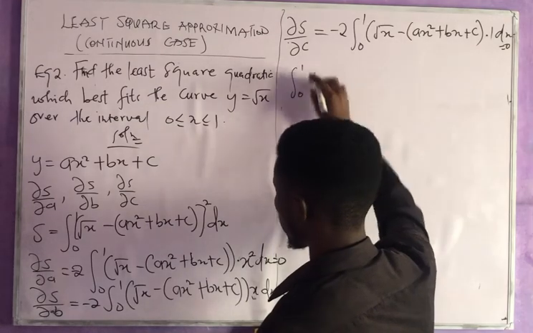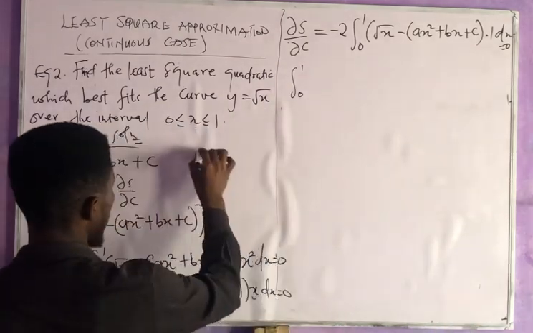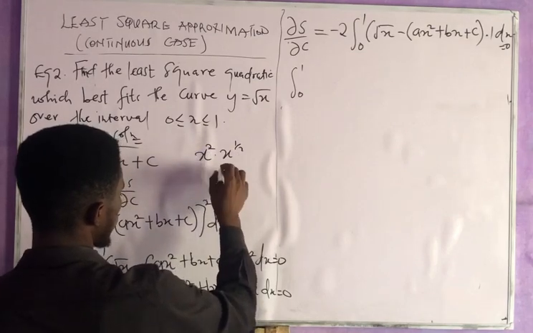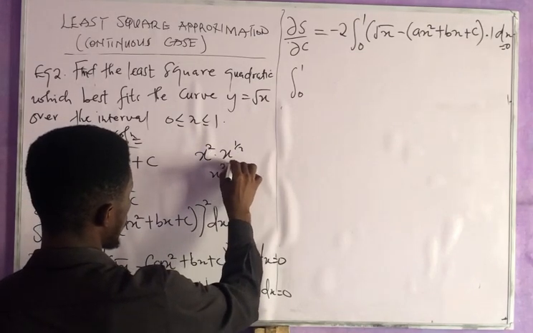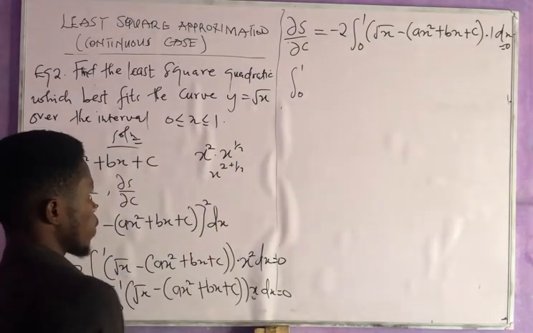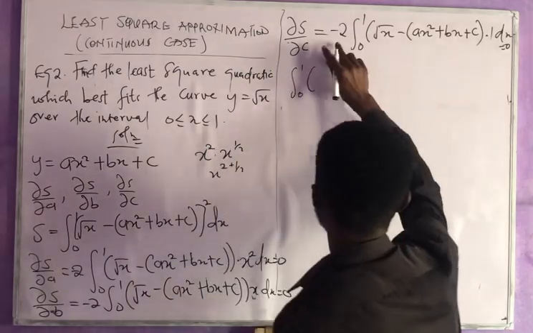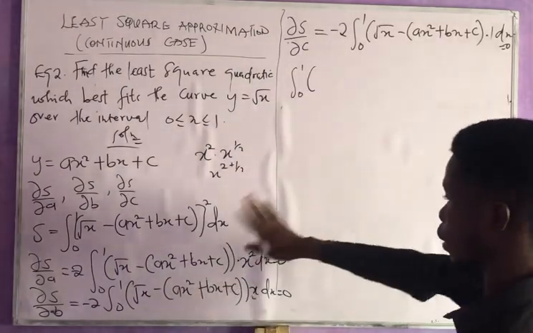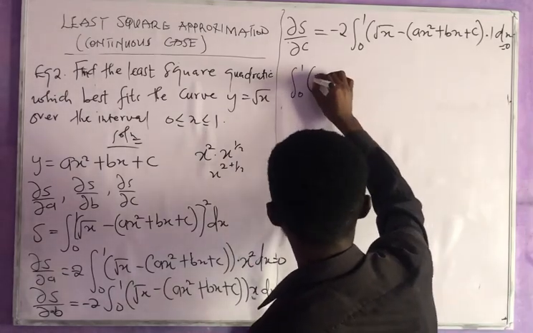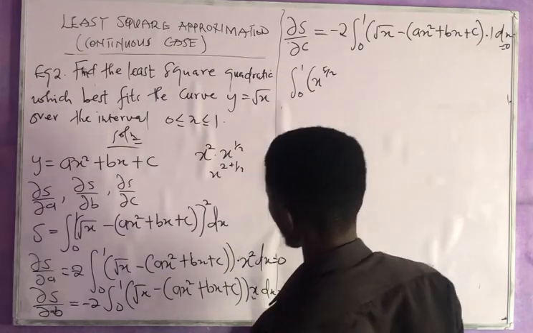Integral from 0 to 1, x squared times x to the power half. That will give us x squared times x to the power half. I have x to the power 2 plus 1 over 2, and 2 plus 1 is 5, so 5 over 2. So the first side, remember if I divide through by the negative 2, the negative 2 will go. So the first side is going to give us x to the power 5 over 2.